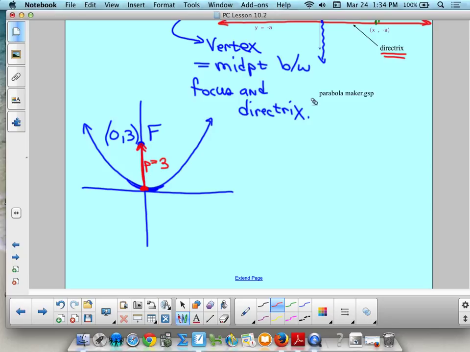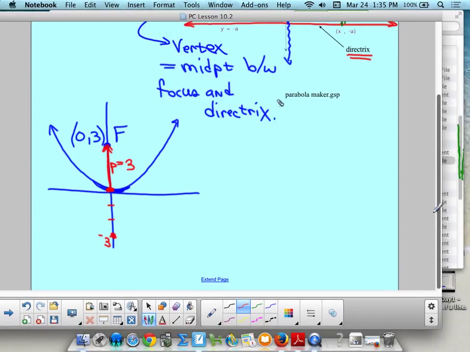Okay. Now, somebody give me the directrix. Where's the directrix located? 0, negative 3. 1, 2, 3. Right there, says Colton. Colton, you're right. That point is on the directrix, but that's not the directrix. The directrix is a line. And if it's a line, give me the equation to this line. Yep, there it is. The directrix is y equals negative 3.